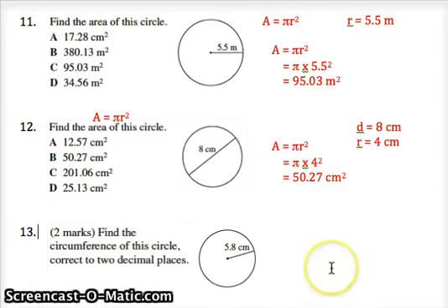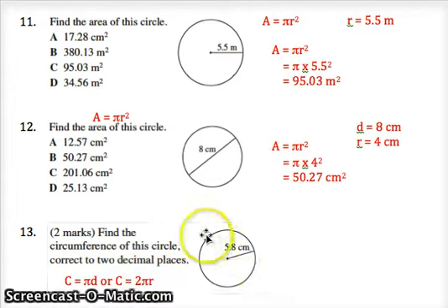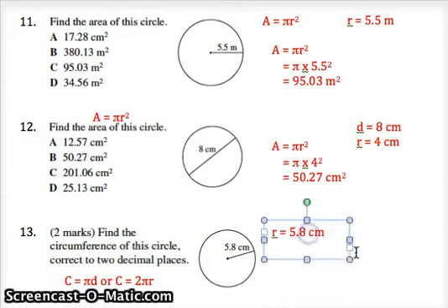Now, in question 13, you're asked to find the circumference of this circle here. Now, just remembering, for circumference of a circle, there are actually two formulas to choose from. And the two formulas that you can choose from are circumference equals pi d or circumference equals 2 pi r. So to decide which formula to use, again, you need to look at your diagram and see whether you've got r or d. And in this diagram, we've got the distance from the center to the outside. So we've got that the radius is 5.8 centimeters. So we've got what r is.